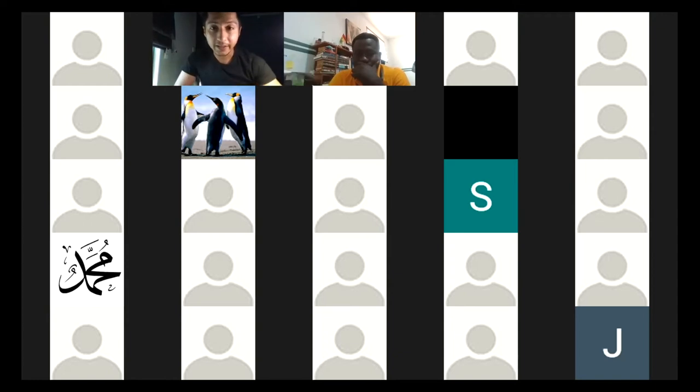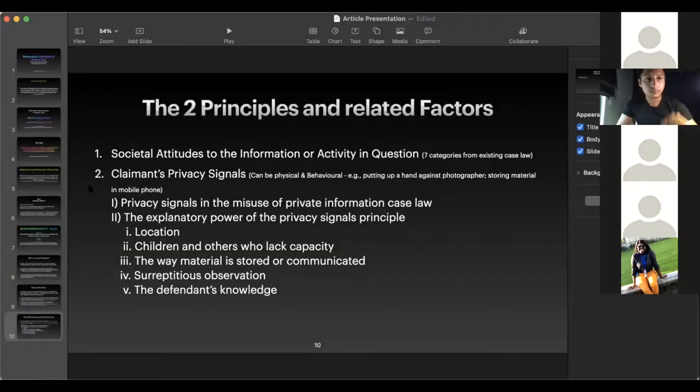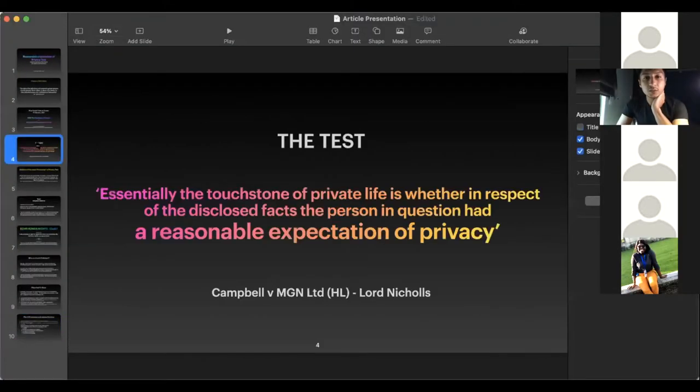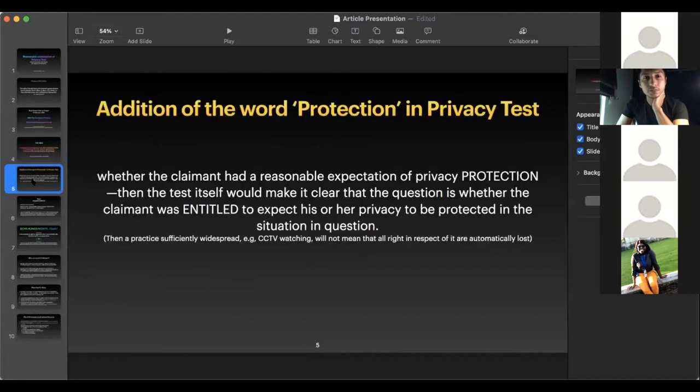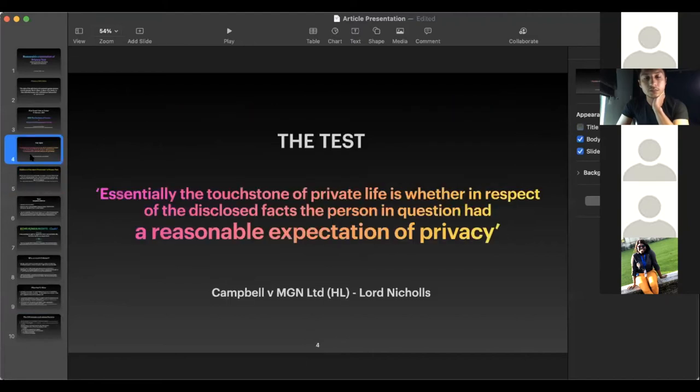So slide 4 was... slide 4 is this one. All right.